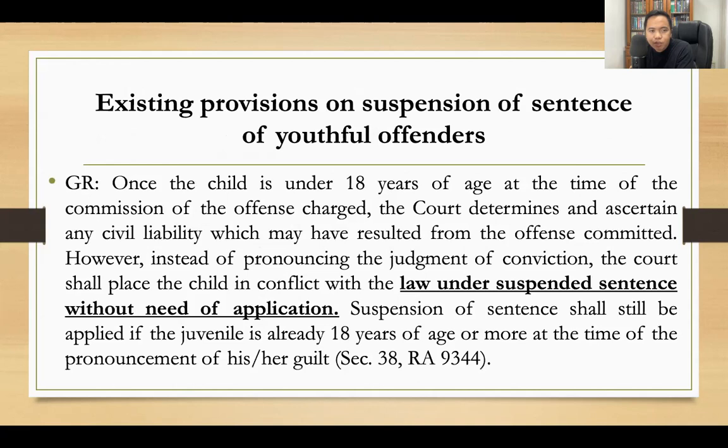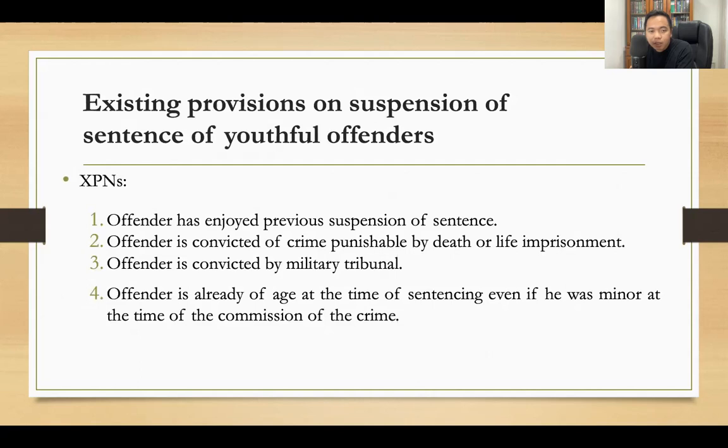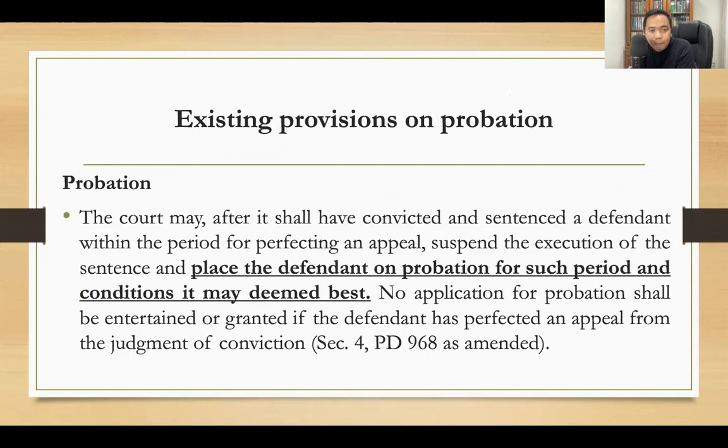So if a child in conflict with the law has been convicted, he is entitled to an automatic suspension of sentence without need of application, except when he has previously enjoyed a suspension of sentence, when he is convicted of a crime punishable by death or life imprisonment, if he is convicted by a military tribunal, and fourth, if the offender is already of age at the time of sentence, even if he was a minor at the time of the commission of the crime. So this is only by way of emphasis because this was contained in the previous slide.